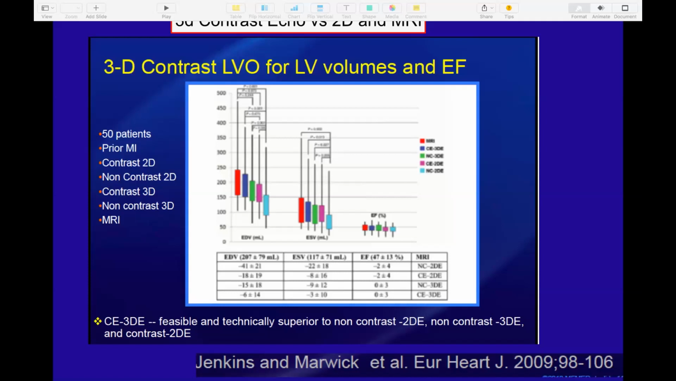Even with contrast 3D echo, there is underestimation, but the degree of underestimation is at its lowest. So if you have the capability of three-dimensional transthoracic echo, which many of the newer machines and software have, adding contrast to that really makes it robust. And this is particularly influential for cardio-oncology programs where precise estimation of ejection fractions is needed.